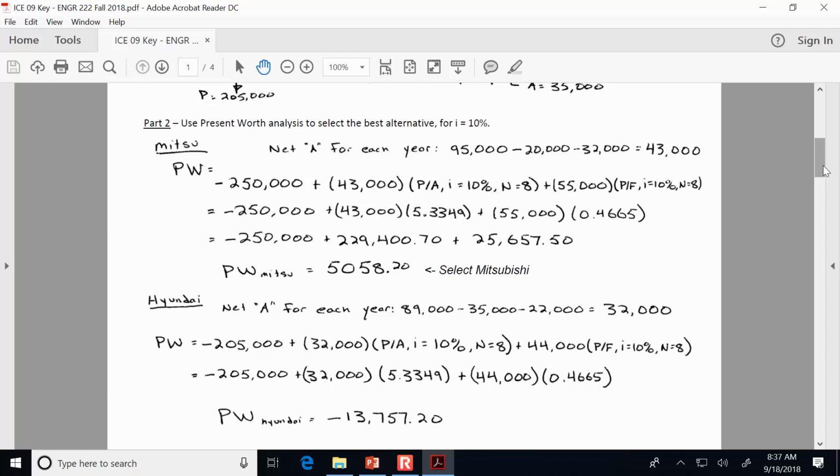And how did we know this was a mutually exclusive analysis rather than independent projects? Well, in the problem statement it said a new excavator. So that tells you you're just selecting one. It's mutually exclusive. So choose one alternative. Any questions about this first problem?